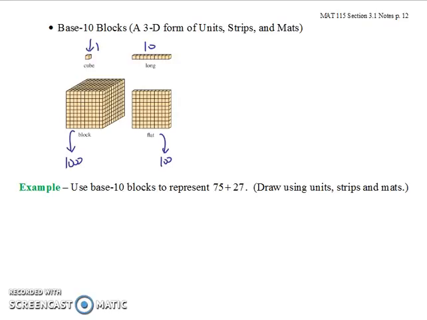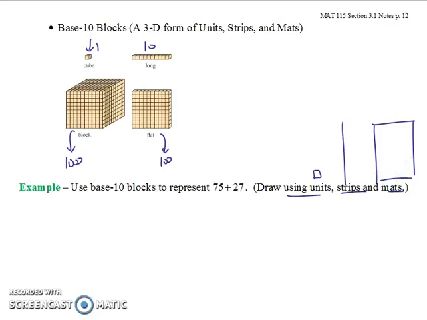So it says we're going to use base 10 blocks to represent 75 plus 27. Well, we're not going to be able to draw base 10 blocks. That's a little hard to do. So we're just going to draw using our units, strips, and mats. And for our units, remember, we'll just use a little square. For our strips, we'll use a stick. And for our mats, we'll use a big square.